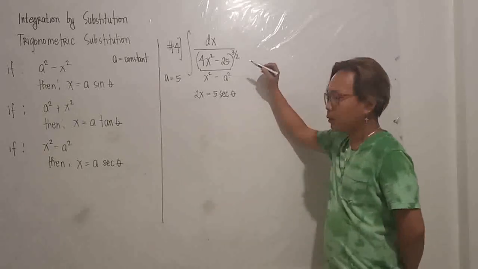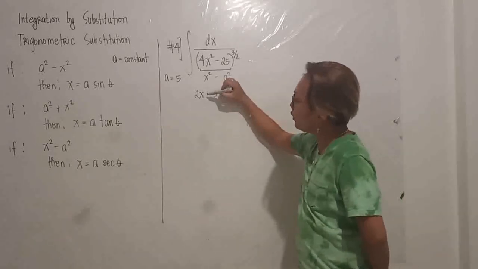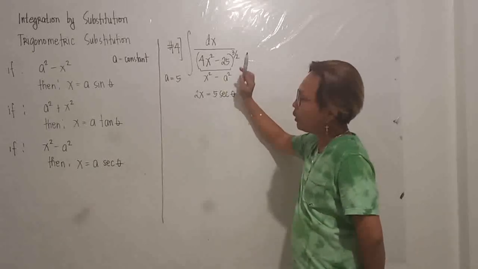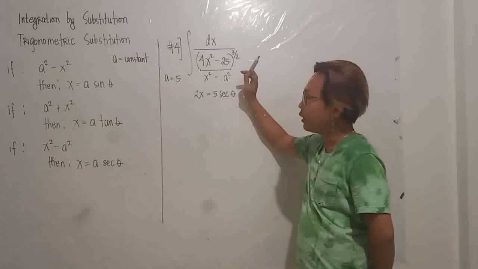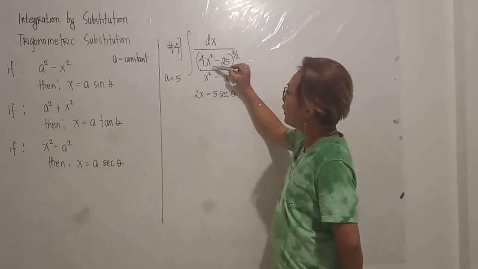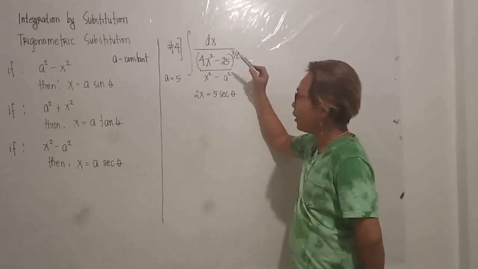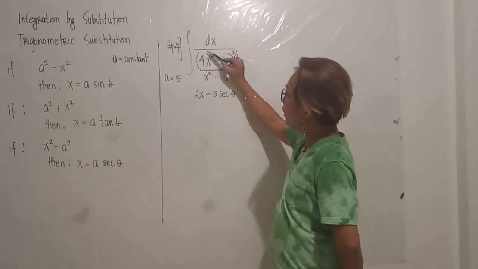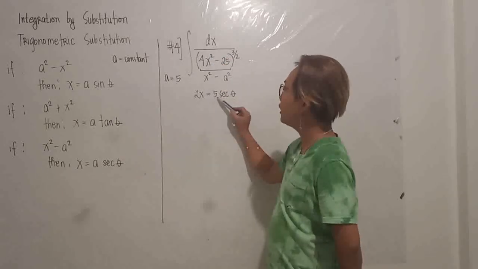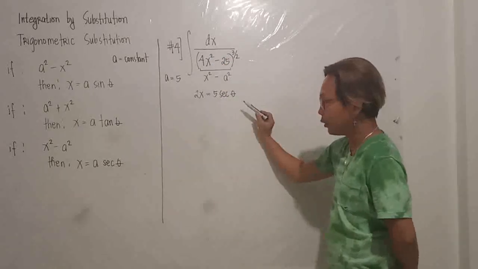From the previous examples, we are only using x because our form is always x squared. But in this example, your x squared is 4x squared in actual. So it should be the square root of this, that is what you set as the trigonometric substitution.